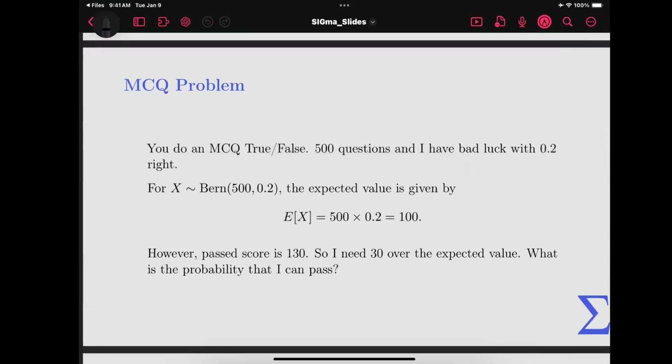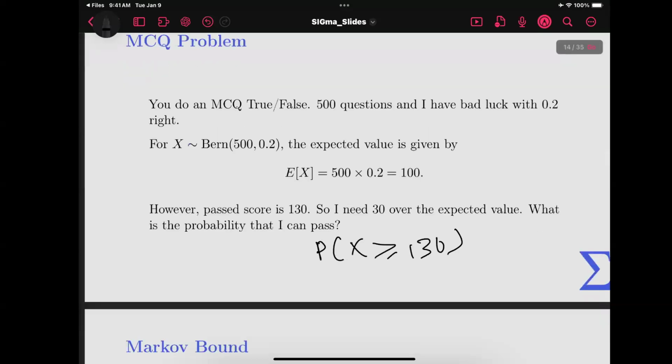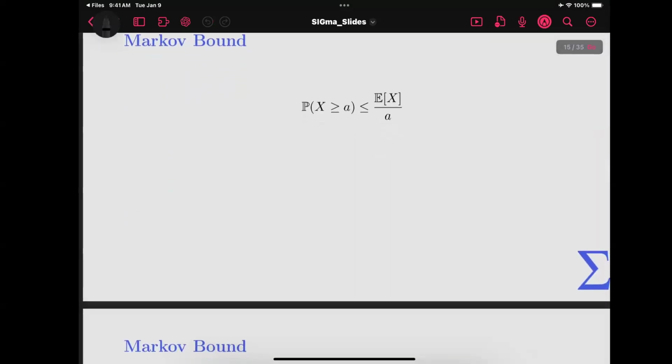But you want 130 to pass. So what is the probability that I can pass? Well, this is basic statistics: when you want to find the probability of x bigger than 130, if you know the distribution, you can easily do it. But in the case you don't know it, you're going to use the Markov bound.